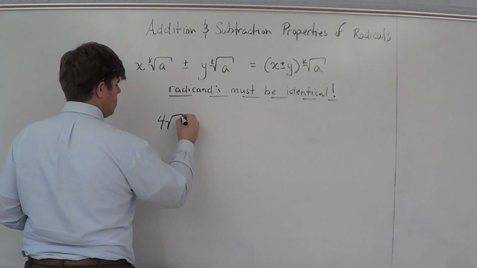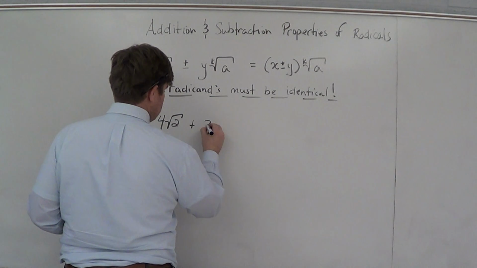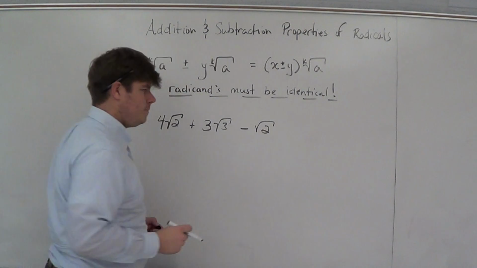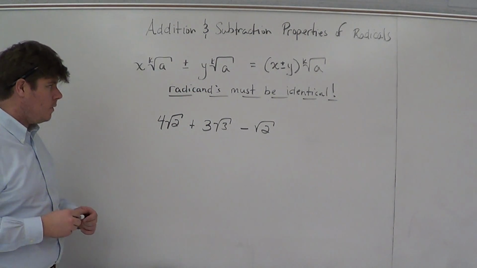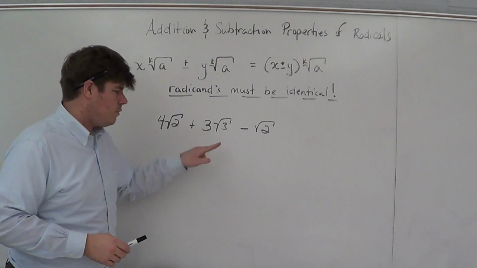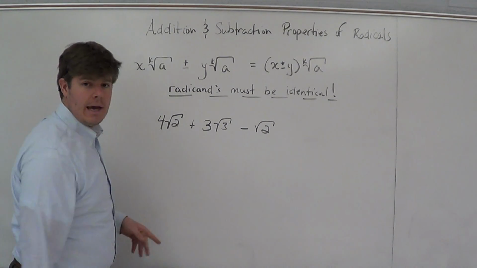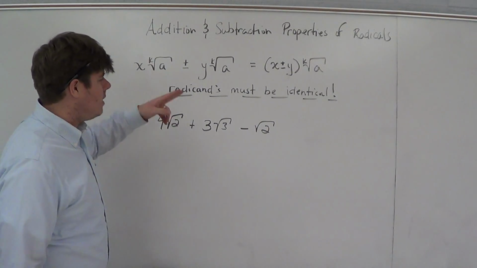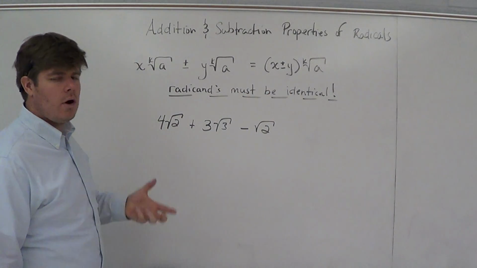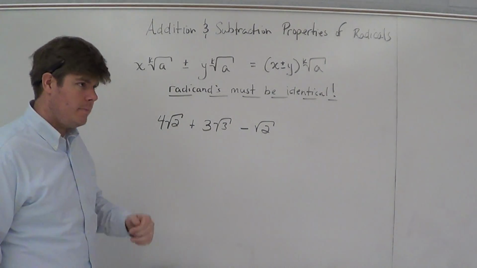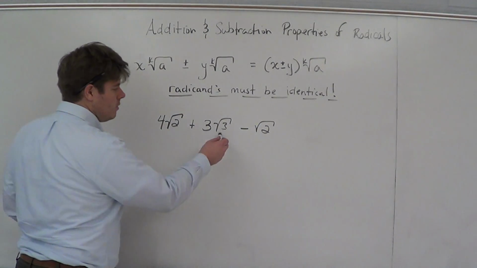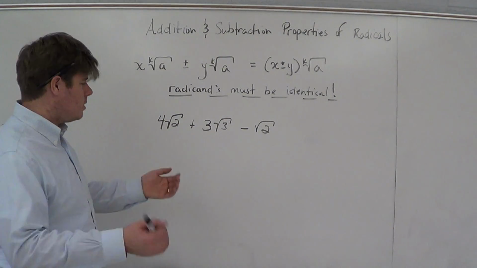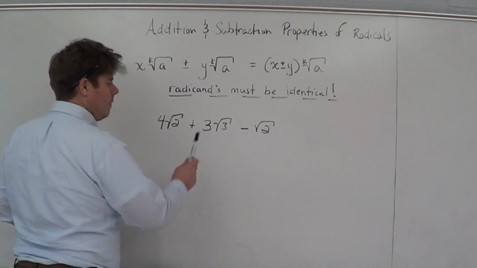So we have 4 root 2 plus 3 root 3 minus root 2. Again, using this property, with root 2 and root 3, I can't add 4 and 3 together, because that's a 2 and that's a 3, which means these radicands must be identical. If the radicands aren't identical, then I can't add them. And there's nothing I can do to reduce this and write it in a simpler form, so there's nothing more that I can do besides leaving it like that.